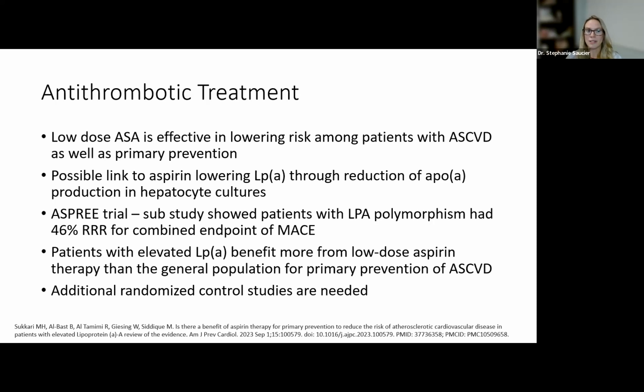The SPREE trial had a sub-study that showed patients with Lp(a) polymorphism had a 46% relative risk reduction for the combined endpoint of MACE when they were on aspirin. And patients with an elevated Lp(a) benefit more from a low-dose aspirin therapy than the general population for primary prevention of ASCVD. So that begs the question, should all of these patients who have a high Lp(a) be started on a baby aspirin for primary prevention? Additional randomized controlled trials are still needed. However, this is something that a lot of us put into play in our own clinical practices.